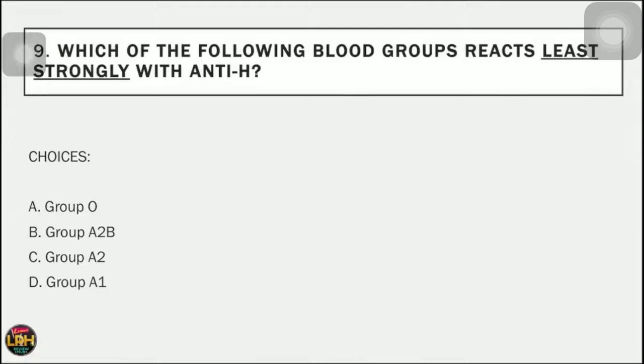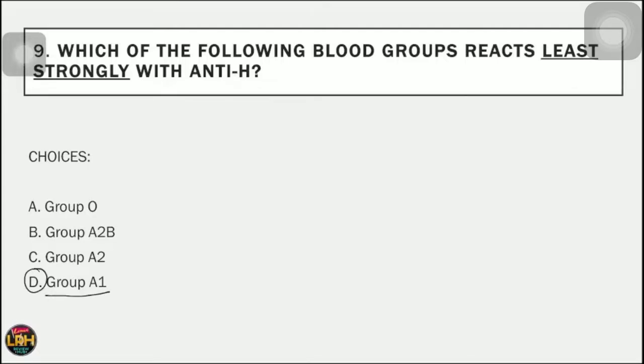For number 9, which of the following blood groups reacts least strongly with anti-H? The choices are letter A, group O, B, group A2B, C, group A2, or D, group A1. Of the groups listed, group A1 has the least amount of H antigen and therefore it would react least strongly with anti-H. So the answer for this is letter D, A1.